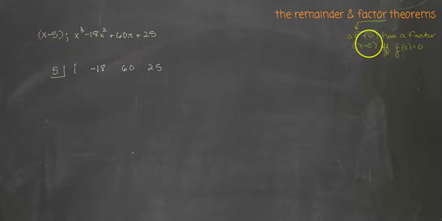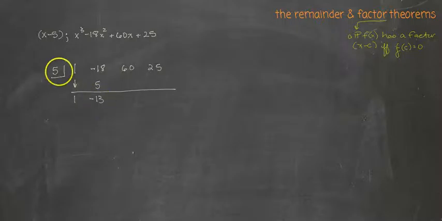And in that case, we're looking to see if x minus 5 is a factor of the polynomial. If it is, then f of positive 5 has to equal 0. So we're going to put in a positive 5. So now I bring down the 1. 5 times 1 is 5, and add negative 18, which gives negative 13. 5 times negative 13 is negative 65, add 60 gives negative 5. 5 times negative 5 is negative 25, I add, and I get a 0. That means it is a factor.